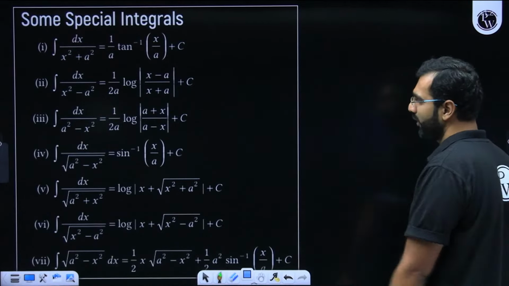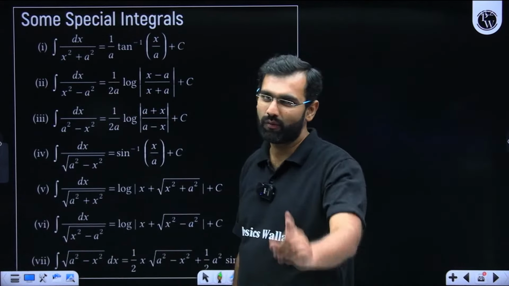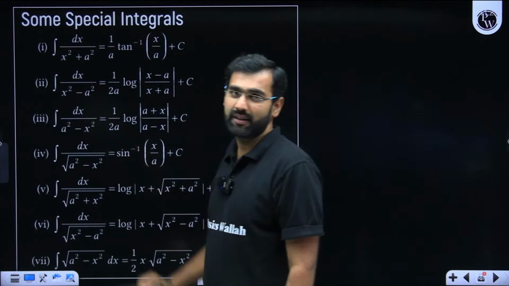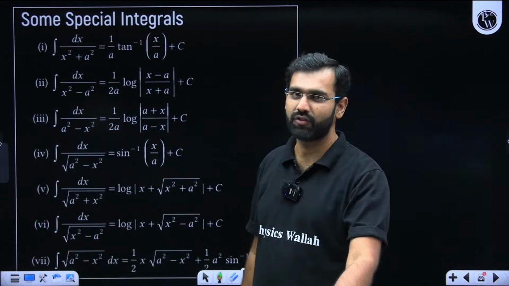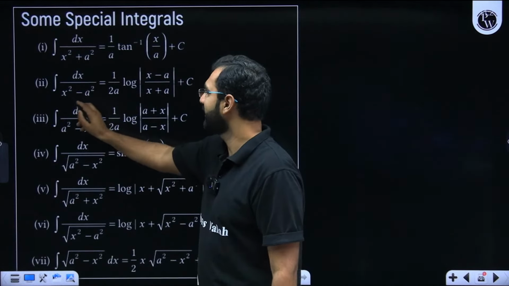Now, these are the important formulae, and this is how I personally remember them. We know 1 upon x square plus a square gives inverse tan of x upon a. That is what we know. Then 1 upon x square minus a square: through substitution you derive this. I'm not sharing the derivation. It is 1 upon 2a ln of mod x minus a upon x plus a.